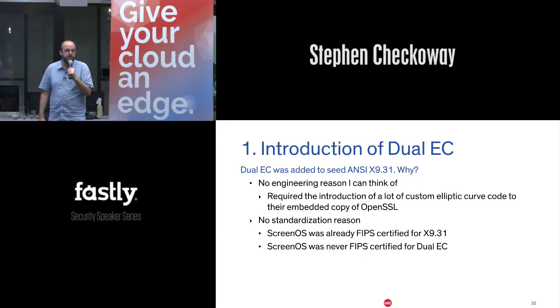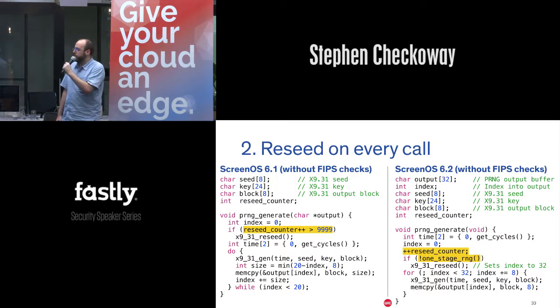And I can't think of a standardization reason for using Dual EC. Sure, X9.31 was an older standard, but they were FIPS certified for X9.31, and they never got FIPS certified for Dual EC. So I don't know why they did this. Next was the reseed. So they've changed from having this reseed counter, which gets incremented until it hits 10,000, and then they do the reseed, to, in 6.2, they have the reseed counter, which is only ever incremented and then set to 0. It's never checked or in any other way used, and it reseeds every time.